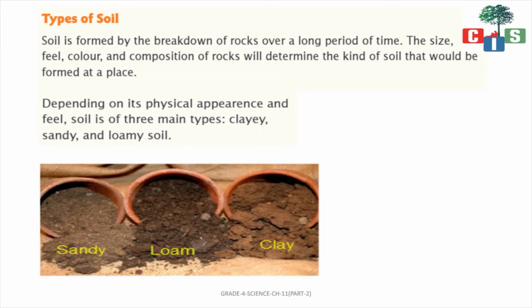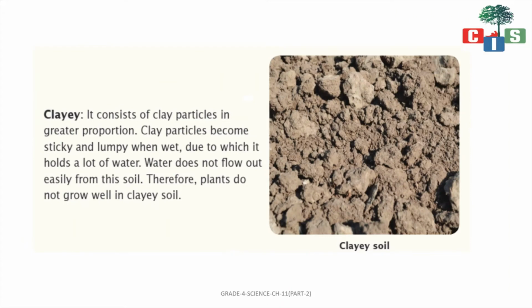So now we are going to study all the three kinds of soil one by one, and we will see what is the difference between them. First we will talk about the clayey soil. Clayey soil consists of clay particles. All of you have played with clay, so we know what clay is. It consists of clay particles in greater proportion, meaning the amount of clay is more in the clayey soil. Clay particles become sticky and lump when wet.